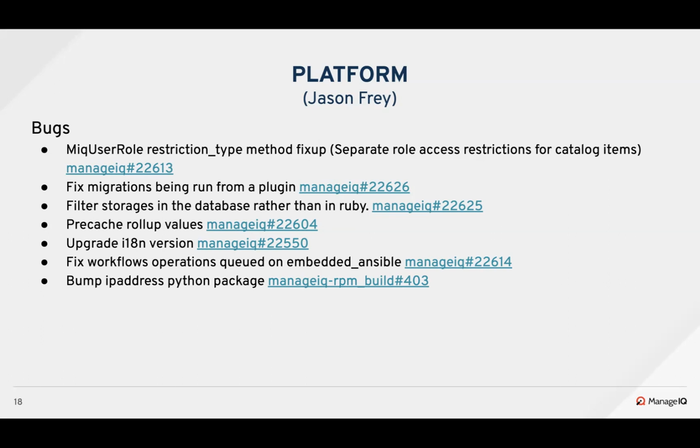Adam fixed a change where workflow operations were queued on the embedded Ansible role, and now they're queued on a correct role. And finally, I updated the Python IP address package based on a bug that was found on the old version that we were using.